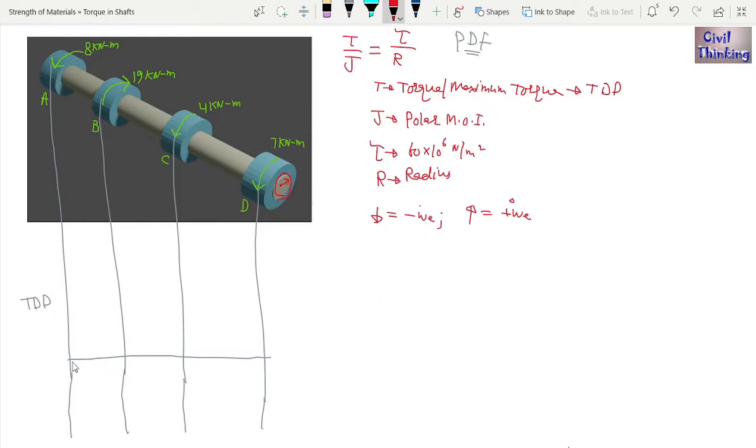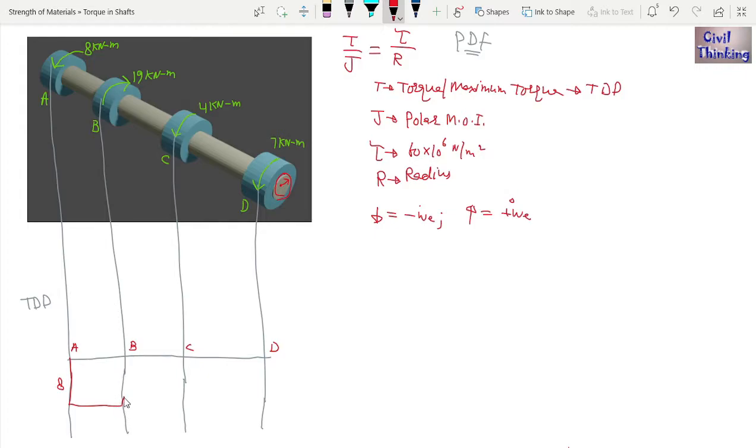Negative is below the baseline, so I will draw a line. Let me say this is 8 kilonewton. Okay, now from A to B there is nothing, no torque, so I will go flat here. You can understand this is point A, B, and this is C, this is D, right? Because as you can see, now at B there is an upward torque of 19.